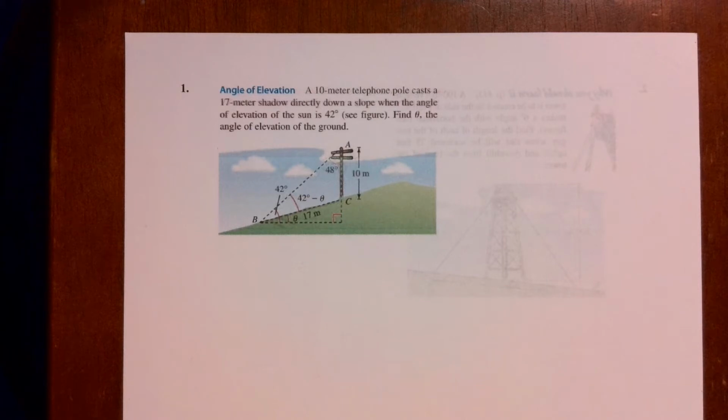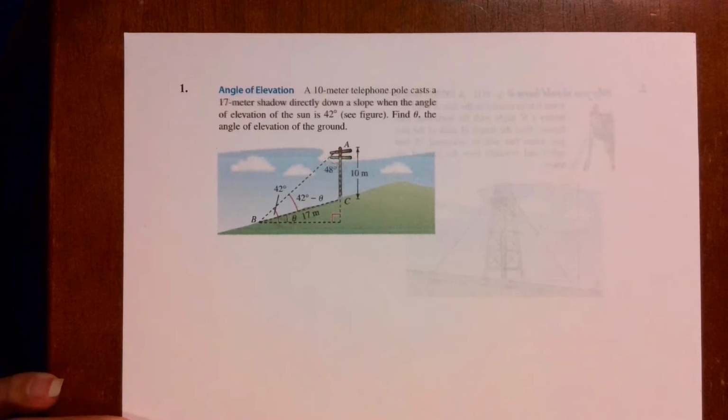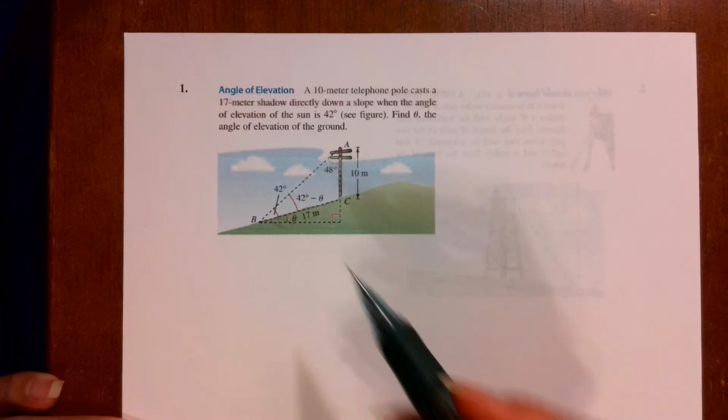A 10-meter telephone pole casts a 17-meter shadow directly down a slope when the angle of elevation of the sun is 42 degrees. Find theta, the angle of elevation of the ground. So they provide us a picture.